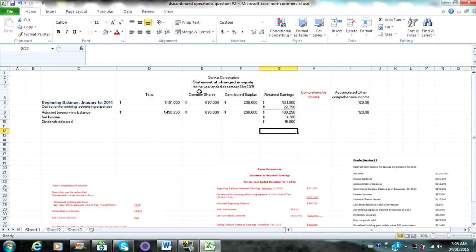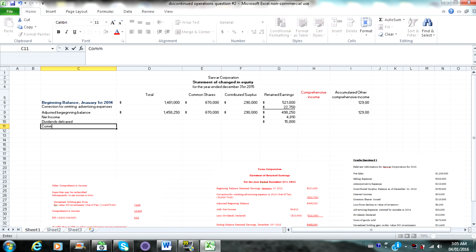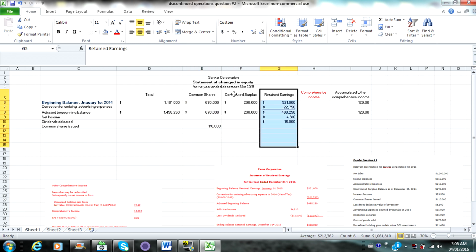Now let's look at things that affected common shares. There's only one thing you're ever going to see that affects common shares, and that is issuing more common shares. And in this case, that's exactly what we did. Common shares issued amount to $110,000. So on the right here, we're just going to write common shares issued, and it is going to be $110,000 worth of common shares issued. Now we're done with common shares. We're done with retained earnings.